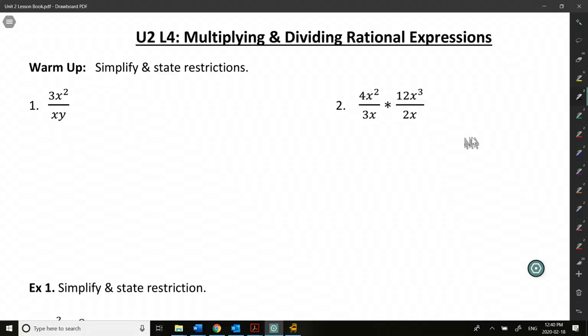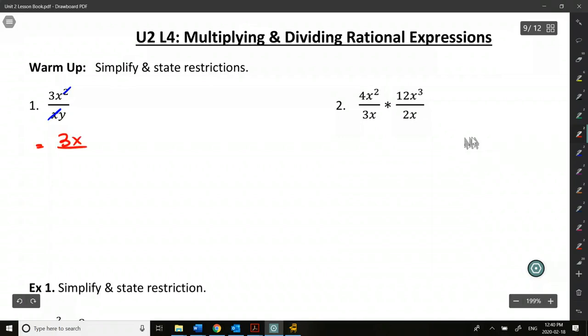Okay, does someone want to take us through how they simplified the first one? X squared subtracted by x becomes 3x over y. Yes, so we're going to reduce 1x out of each of those. And then we have 3x over y.